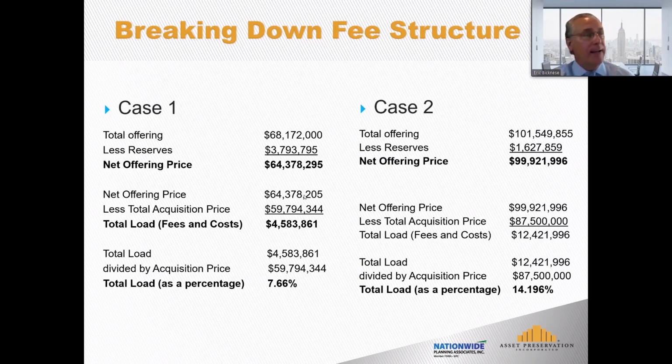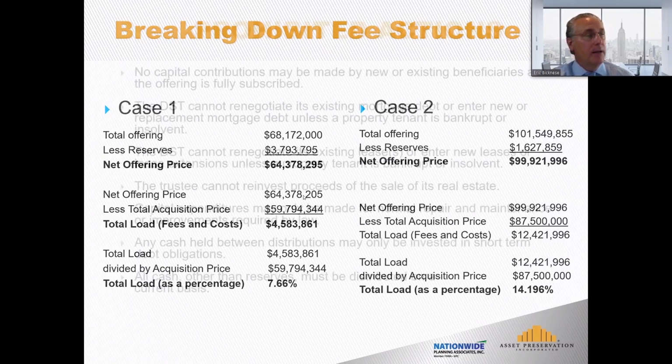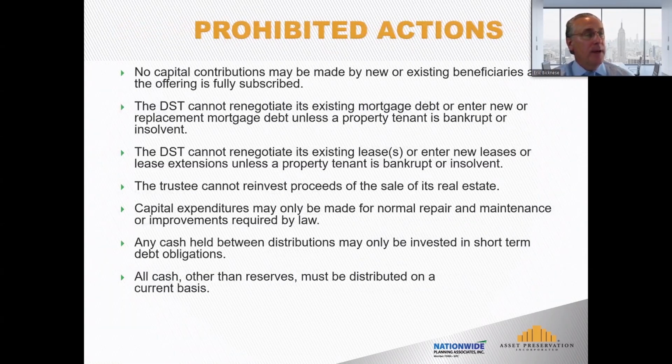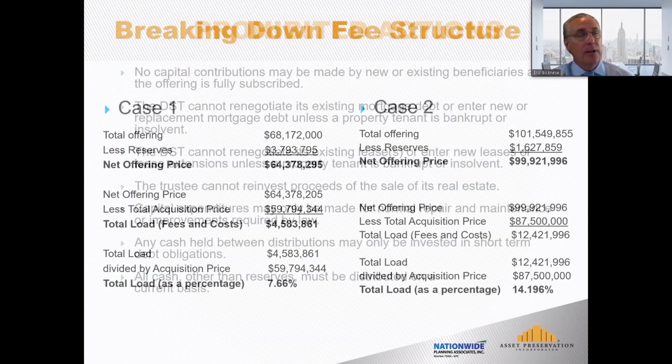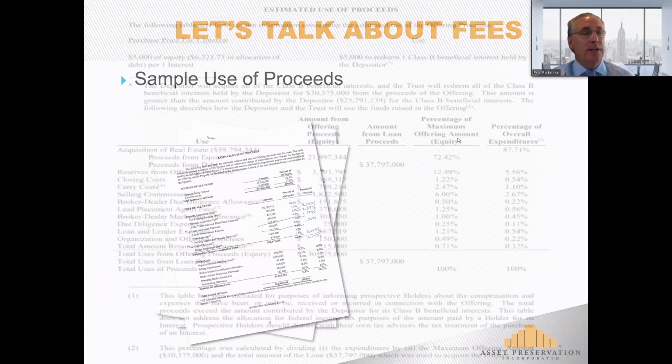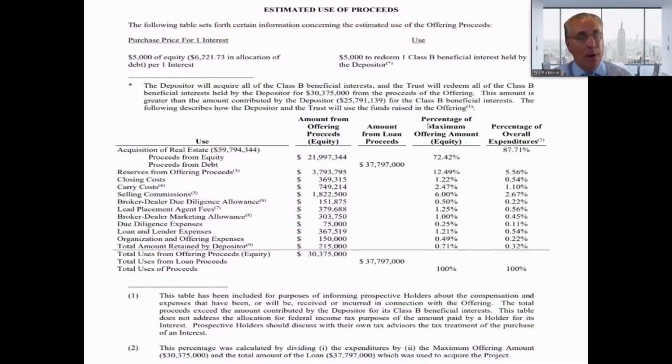Now, if I go back to the estimated use of proceeds page, I don't think you see that 7.66% anywhere. Okay, but that is the cost to you in this deal, and that is the amount that this property has to appreciate by to overcome the load, to overcome the initial cost of getting in the deal before you're going to be profitable in that deal when that property eventually gets sold, and it will get sold.